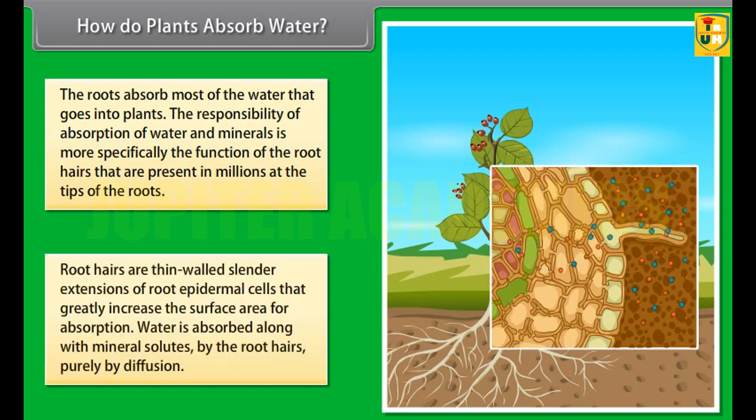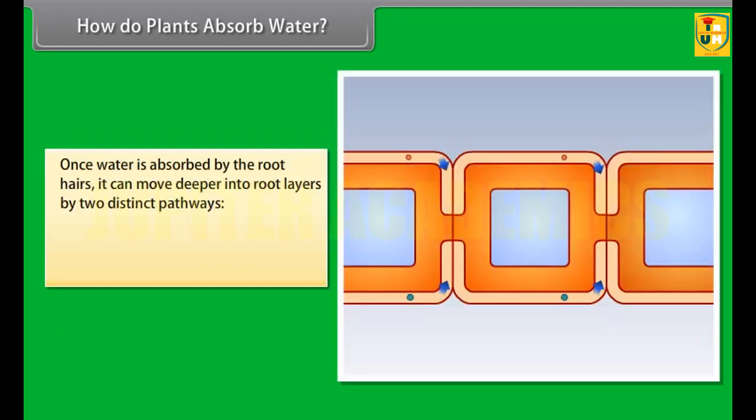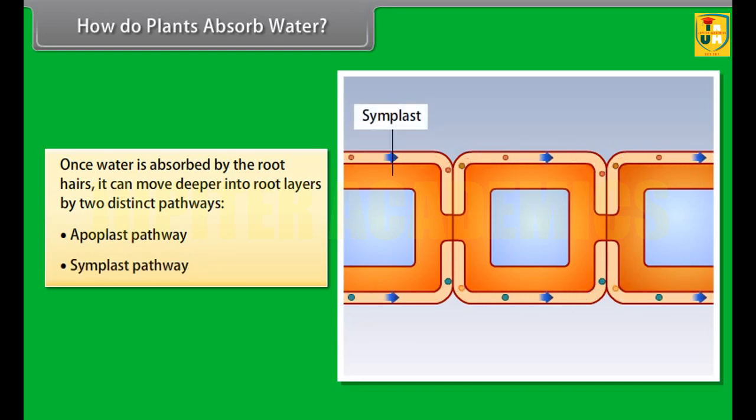Root hairs are thin-walled, slender extensions of root epidermal cells that greatly increase the surface area for absorption. Water is absorbed along with mineral solutes by the root hairs purely by diffusion. Once water is absorbed by the root hairs, it can move deeper into root layers by 2 distinct pathways: apoplast pathway and symplast pathway. We will know them in detail in the next few screens.